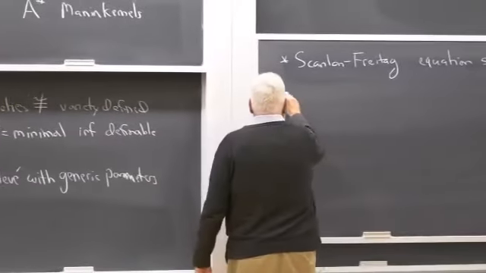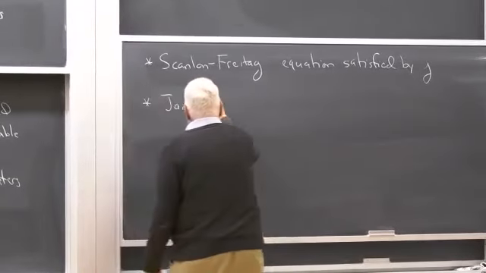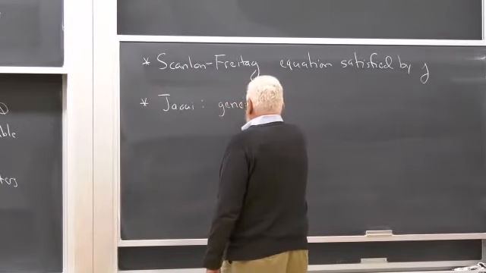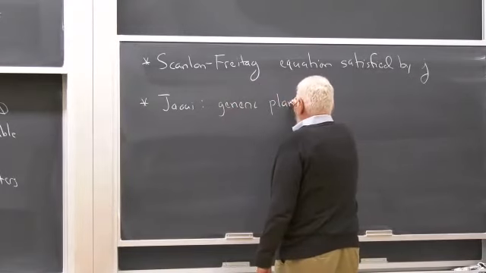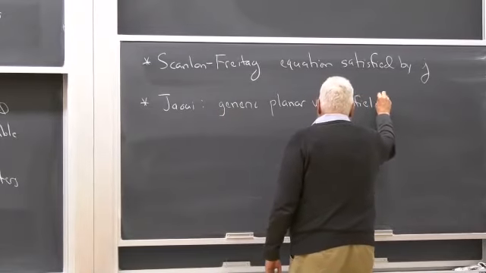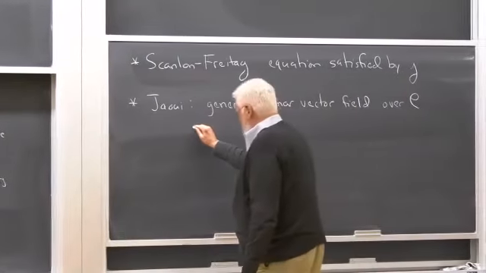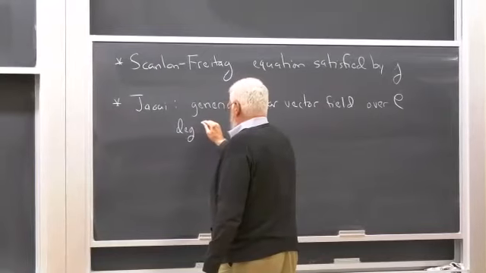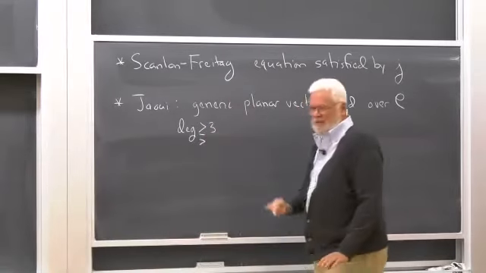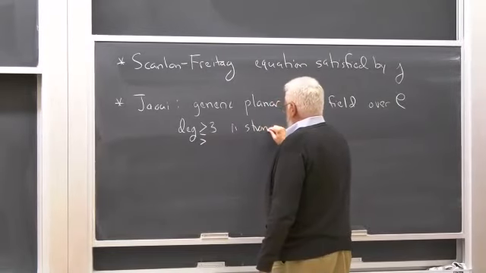So some recent results, one of Rémi: you take a generic planar vector field, a polynomial vector field over the constants. Sorry, I think I want to say of degree greater than or equal to 3, but maybe I want to say greater than 3. This is going to be strongly minimal.